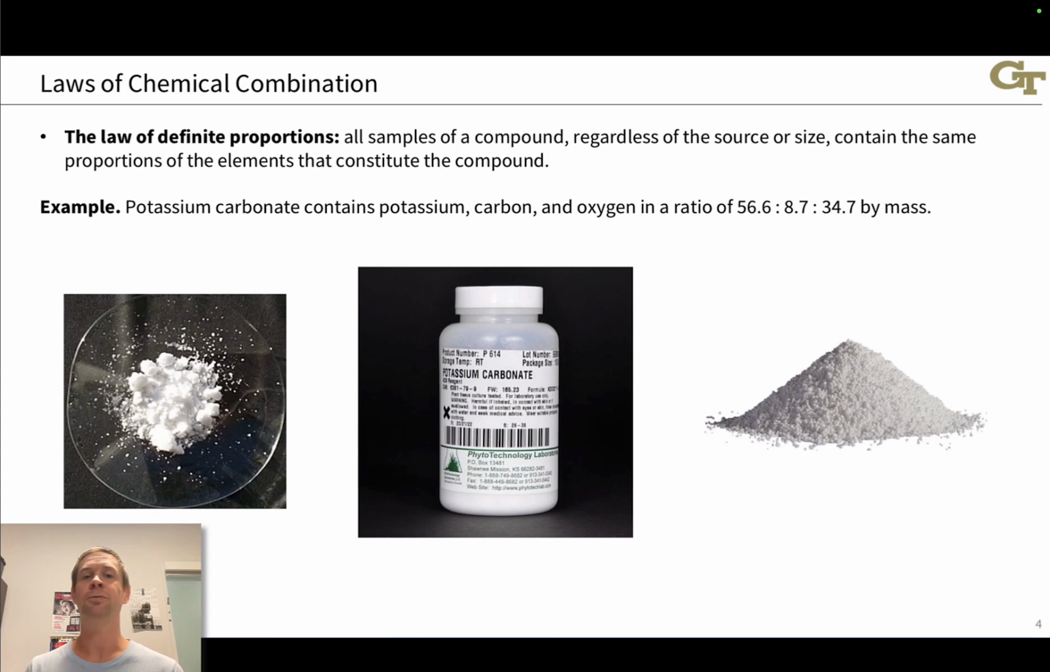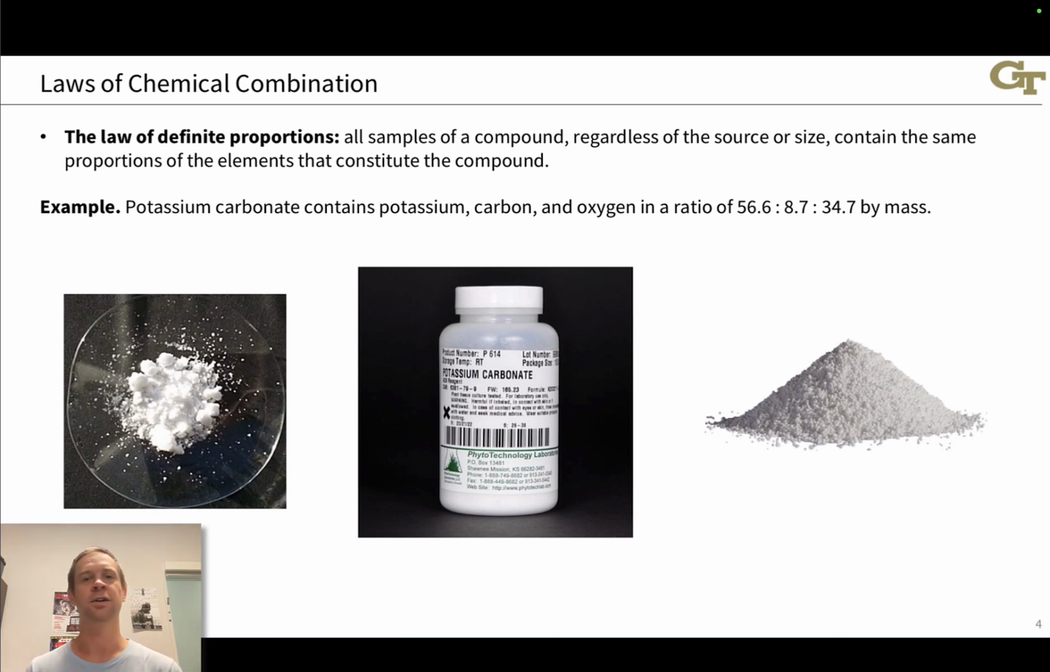But we can take multiple elements and combine them together. The resulting substance is called a compound. Now, the essence of the law of definite proportions is that all samples of a compound contain the same proportions of the elements that constitute the compound. And so, in some sense, the ratio of the elements in a compound defines that compound. And a substance that does not have that ratio of the elements is not that compound, but might be a different compound. We'll actually come to that on the next slide.